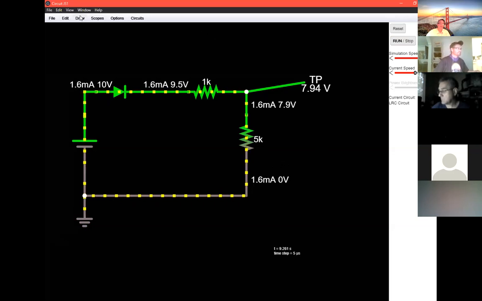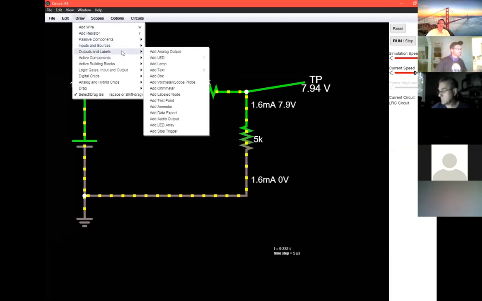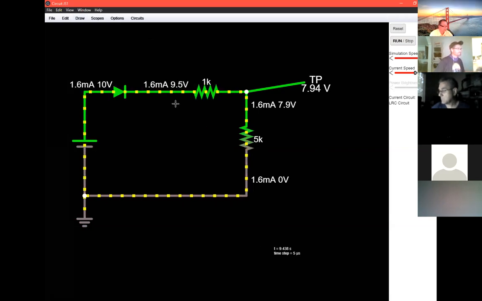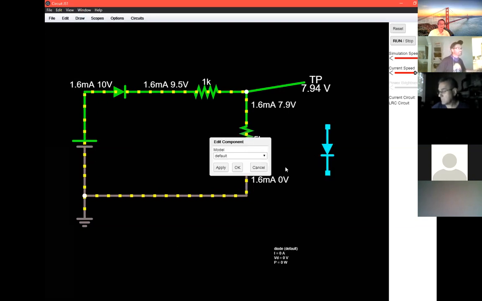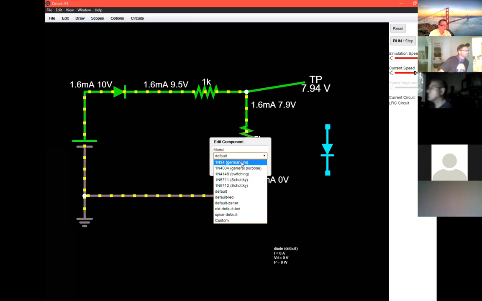If I want to add others, there is a list of diodes. The default is 0.7, and then you have to look at the specs for the other ones. Okay. So this one that you're using here is 0.5. It's considered the default basic 0.7.